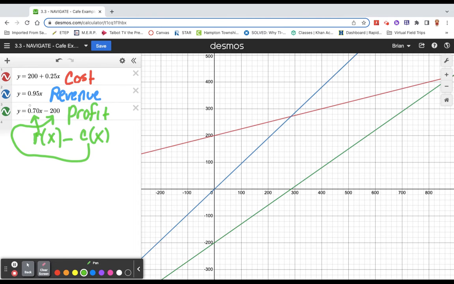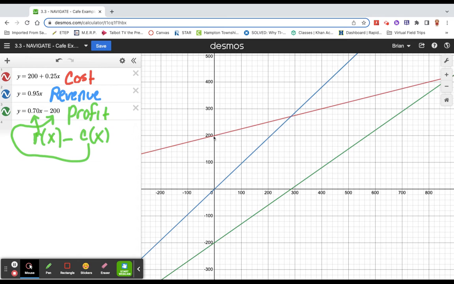We need to see that positive slope in all three of these graphs because we need to understand that all three of them need to be increasing. As we make and sell more cups of coffee, we have our expenses go up, we have our revenues go up, and therefore we have our profits go up. What I really wanted to look at in this graph, though, was the relationship between the cost and the revenue graph and what that means for the profit.